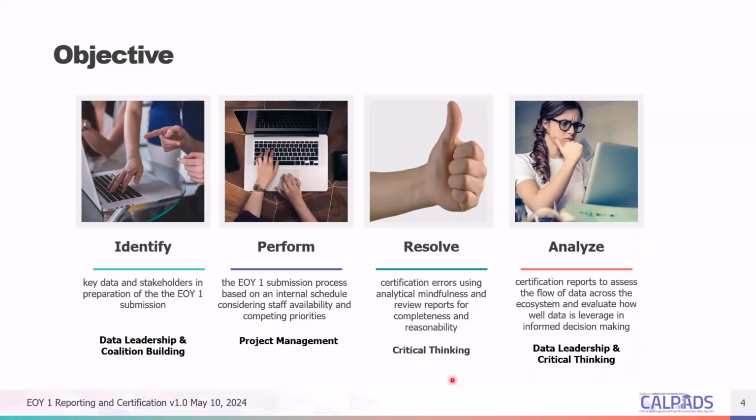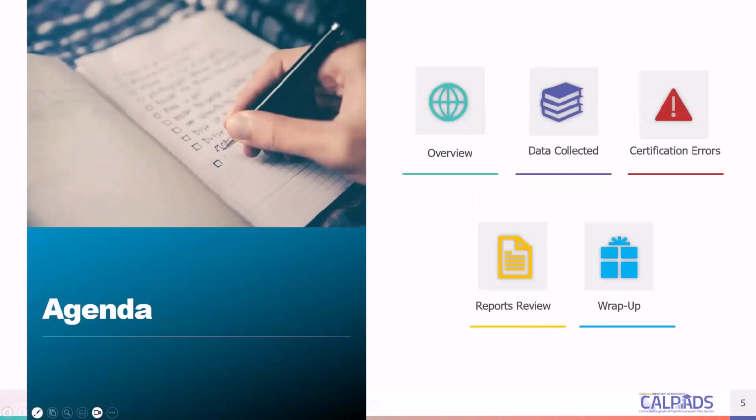As we can see from the bottom of the slide here, the competencies which end of year one reporting and certification training will develop most in users who attend are data leadership and critical thinking, which appear most often in our objectives. This is how we're going to make good on those objectives.